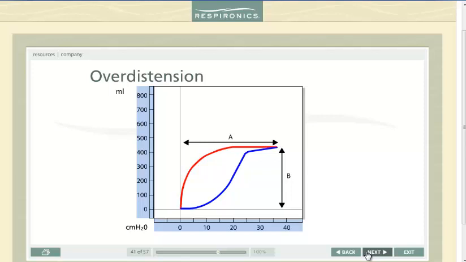The decrease in compliance causes the slope to flatten, creating a beak-like appearance at the end of inspiration. The point at which this line begins to flatten and form the beak is sometimes referred to as the upper inflection point. Besides causing volutrauma or barotrauma, overdistension of the lungs can decrease venous return and cardiac output. Decreasing PEEP, set tidal volume, or set driving pressure can reduce or correct the overdistension.